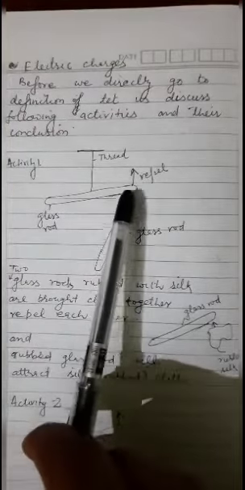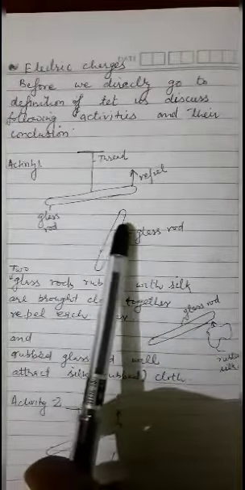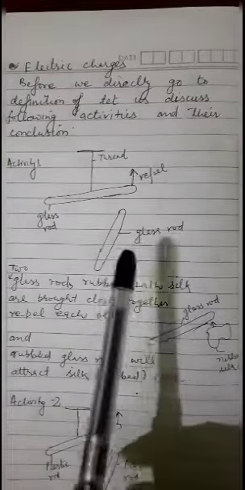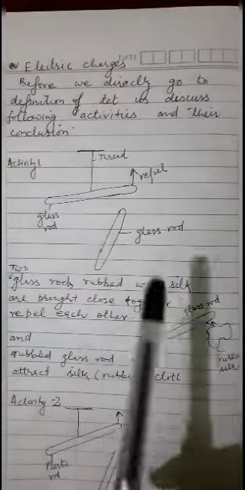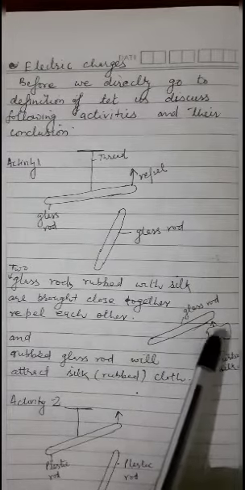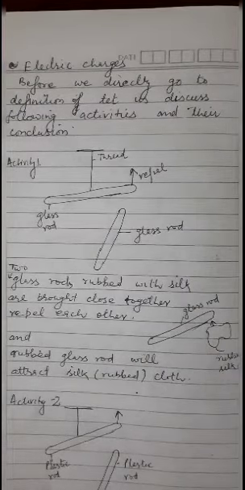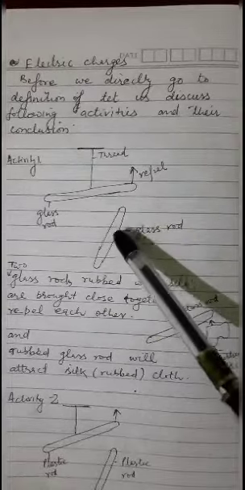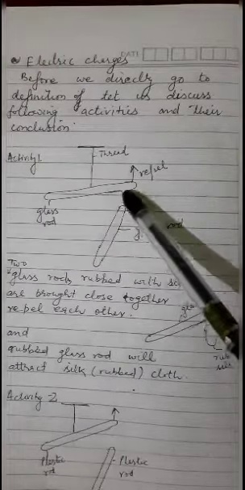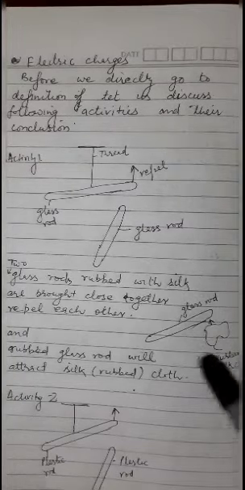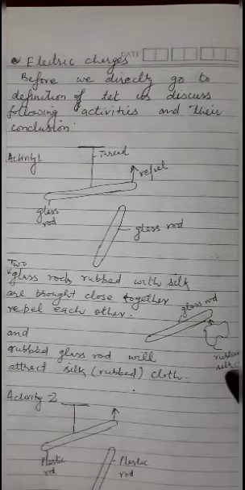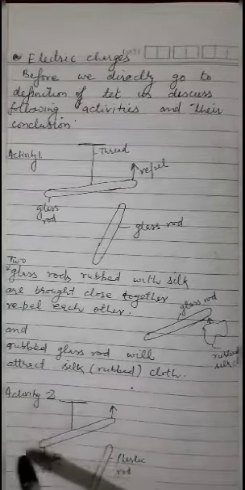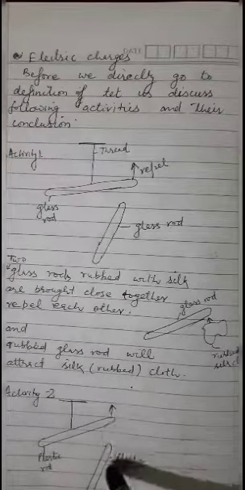Then we find that the glass rods move away, which means that they repel each other. Next, if this rubbed glass rod is brought near the rubbed silk cloth, you will find that they attract each other. These are the observations. First, when two glass rods rubbed with silk are brought near, they repel. Second, if the rubbed glass rod and the rubbed silk are brought close, they attract.